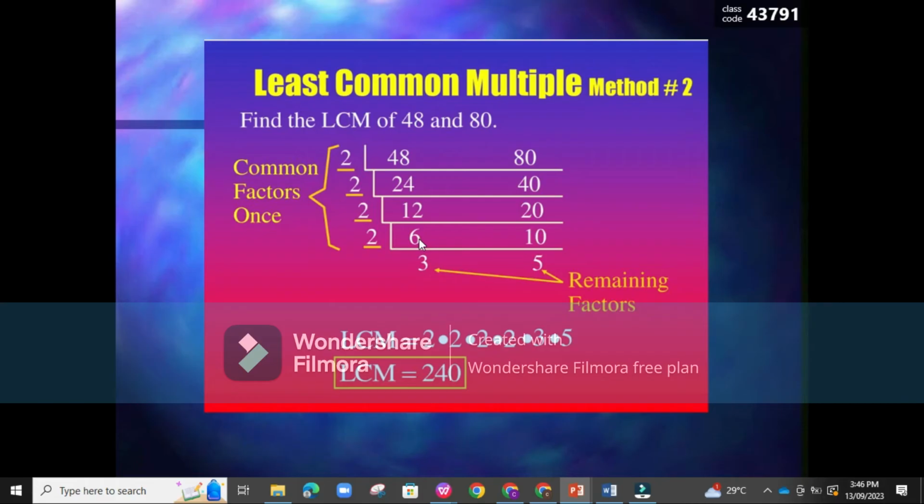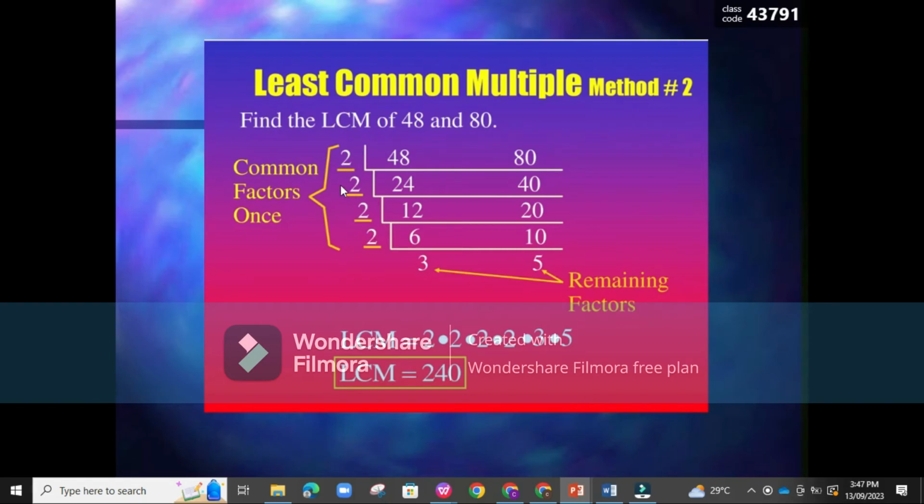Next, now we have 6 and 10. Any prime number that can divide both 6 and 10? Still, they are divisible by the prime number 2. So 6 divided by 2 is 3, and 10 divided by 2 is 5. Now, the ones that we put here are already common factors. That's why we are going to write these ones.